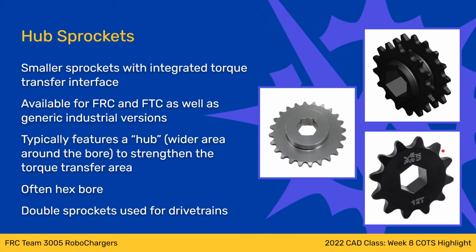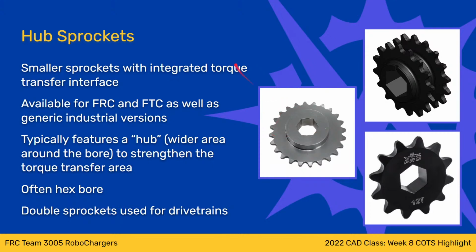Okay, so let's talk about sprockets. I've got 2 slides for sprockets here. We've got hub sprockets, and then we've got plate sprockets on the next slide. So essentially, a hub sprocket is pretty simple. It's generally a machined piece of metal, but they can also be plastic as well. We use some plastic ones for FTC.